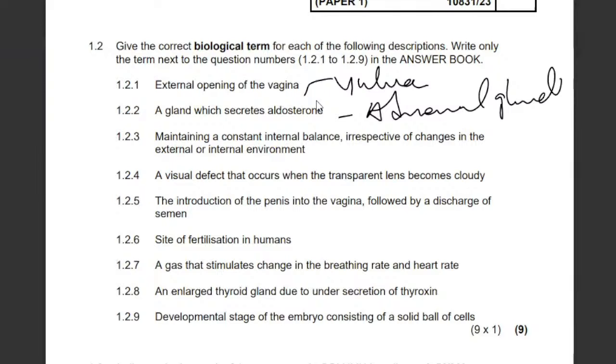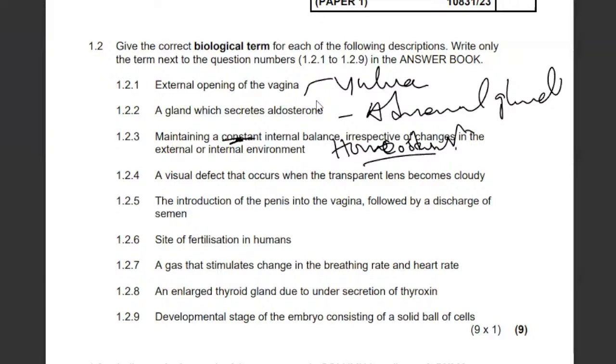Maintaining a constant balance irrespective of change in the external or internal environment. So how do you call this constant? Constant is homo, so it becomes homeostasis. So this is homeostasis.